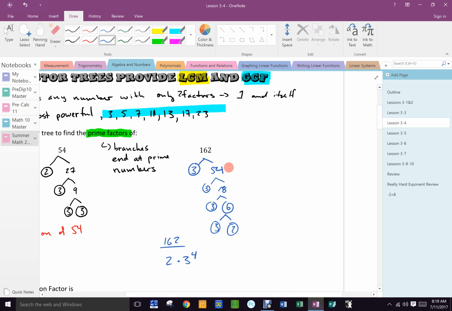Does anybody know another one? Akash? Right. So we know if it's even, it'll divide by 2. Akash knows the one if it ends with a 0 or 5, it'll divide by 5. Who has some other ones? Fawaz.